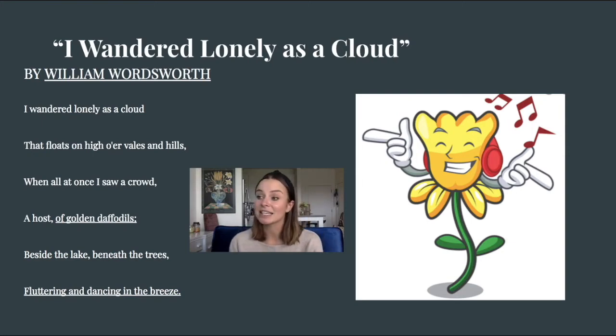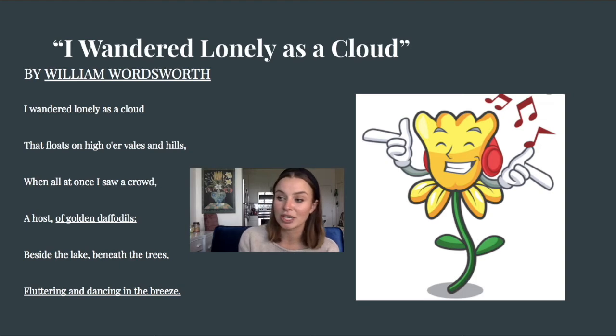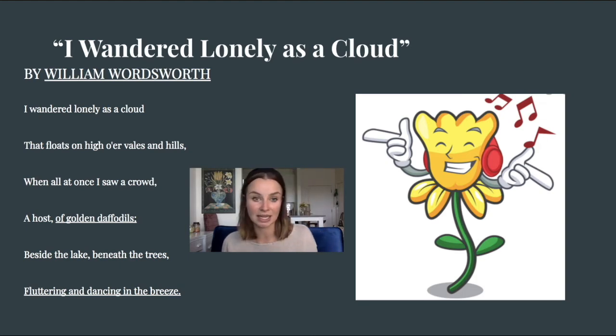In this case, it's I Wandered Lonely as a Cloud by William Wordsworth. This is one of those poems that's much longer, but I'm just going to show you a little piece so I don't take all day. He says, I wandered lonely as a cloud that floats on high o'er vales and hills, when all at once I saw a crowd, a host of golden daffodils, beside the lake, beneath the trees, fluttering and dancing in the breeze.